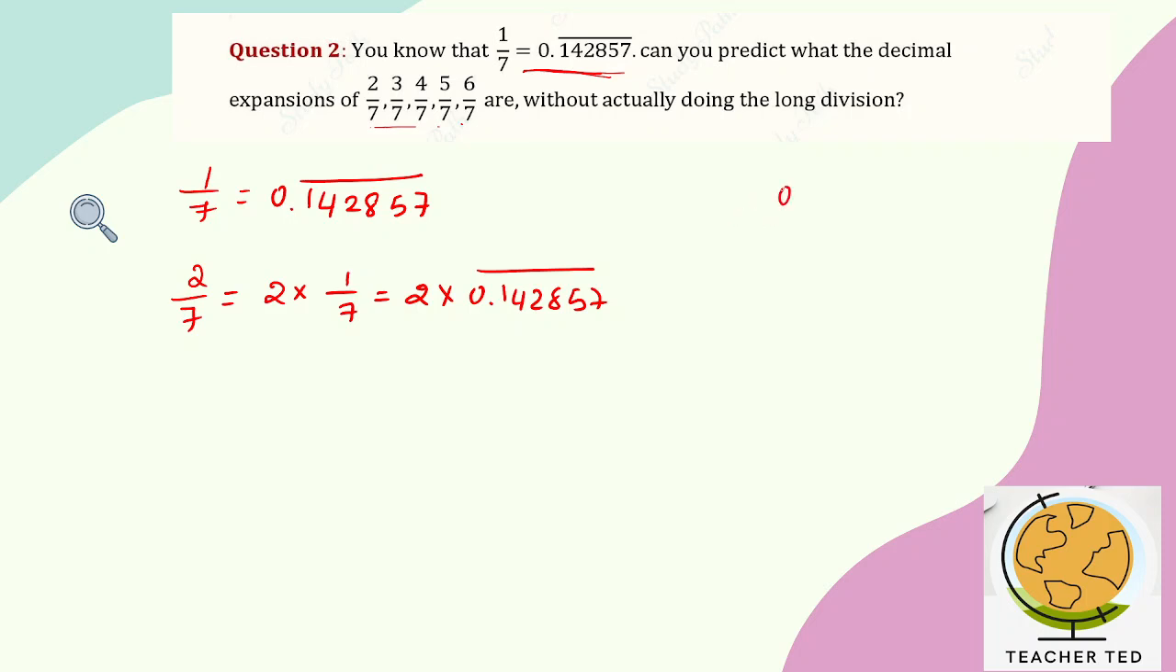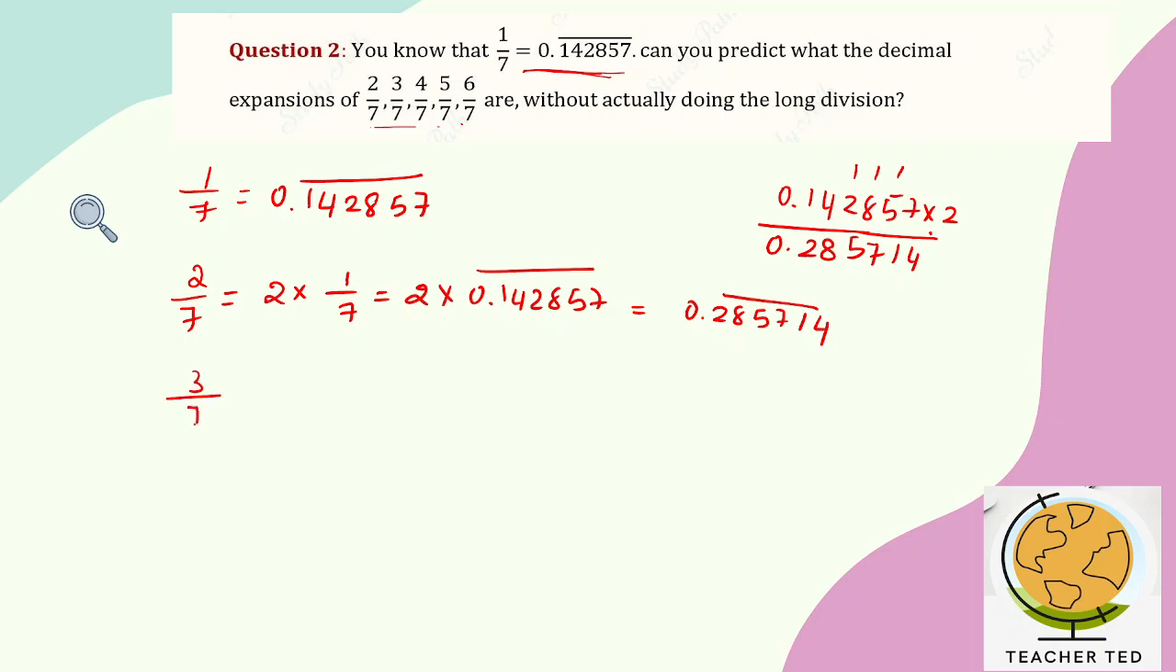So if you multiply 0.142857 into 2, you get like this. So 2 7s are 14, 1 carry, 2 5s are 10, 11, 1 carry, 2 8s are 16, plus 1, 17, 2 2s are 4, 5, 2 4s are 8, 2 1s are 2 and 0. So the answer for the first question is 0.285714 whole bar.